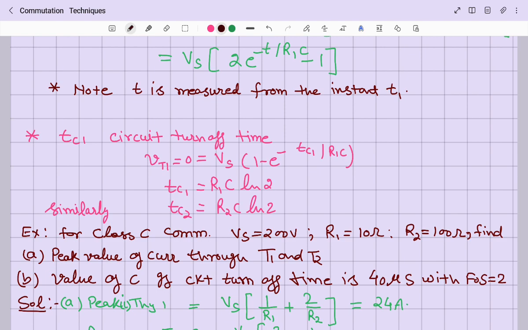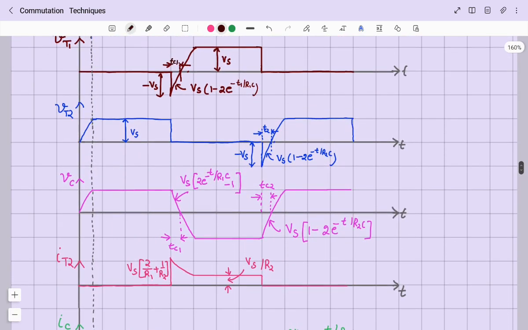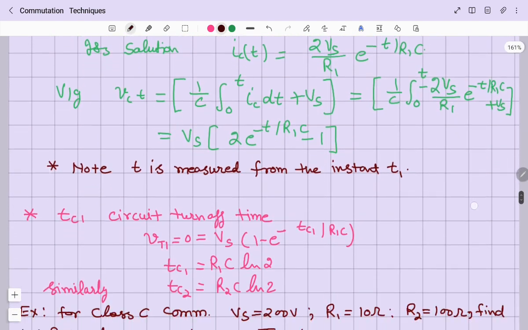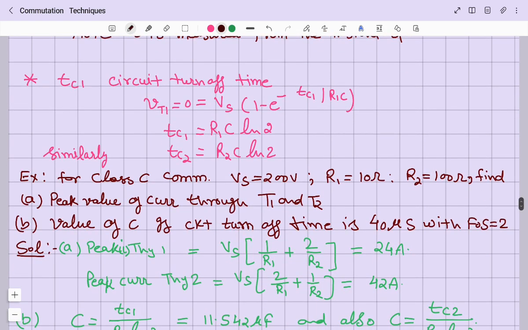Similarly for thyristor T2, you can notice it is subjected to reverse bias for the duration of Tc2. So Vs(1 - e^(-Tc2/R2C)) must be equal to 0. So from here you get Tc2 is equal to R2C ln 2.